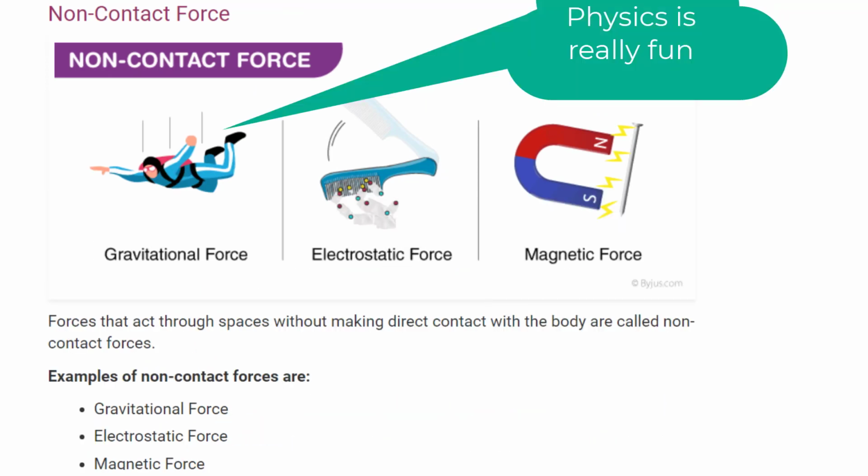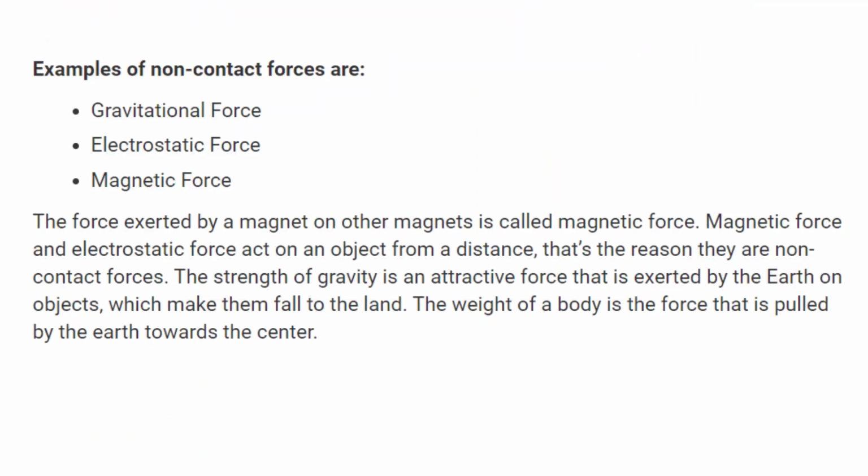Non-contact force. Forces that act through space without making direct contact with the body are called non-contact forces. Examples of non-contact forces are gravitational force, electrostatic force, and magnetic force. The force exerted by a magnet on other magnets is called magnetic force. Magnetic force and electrostatic force act on an object from a distance. That's the reason they are non-contact forces. Gravity is an attractive force exerted by the earth on objects, which makes them fall to the ground. The weight of a body is the force with which it is pulled by the earth towards its center.